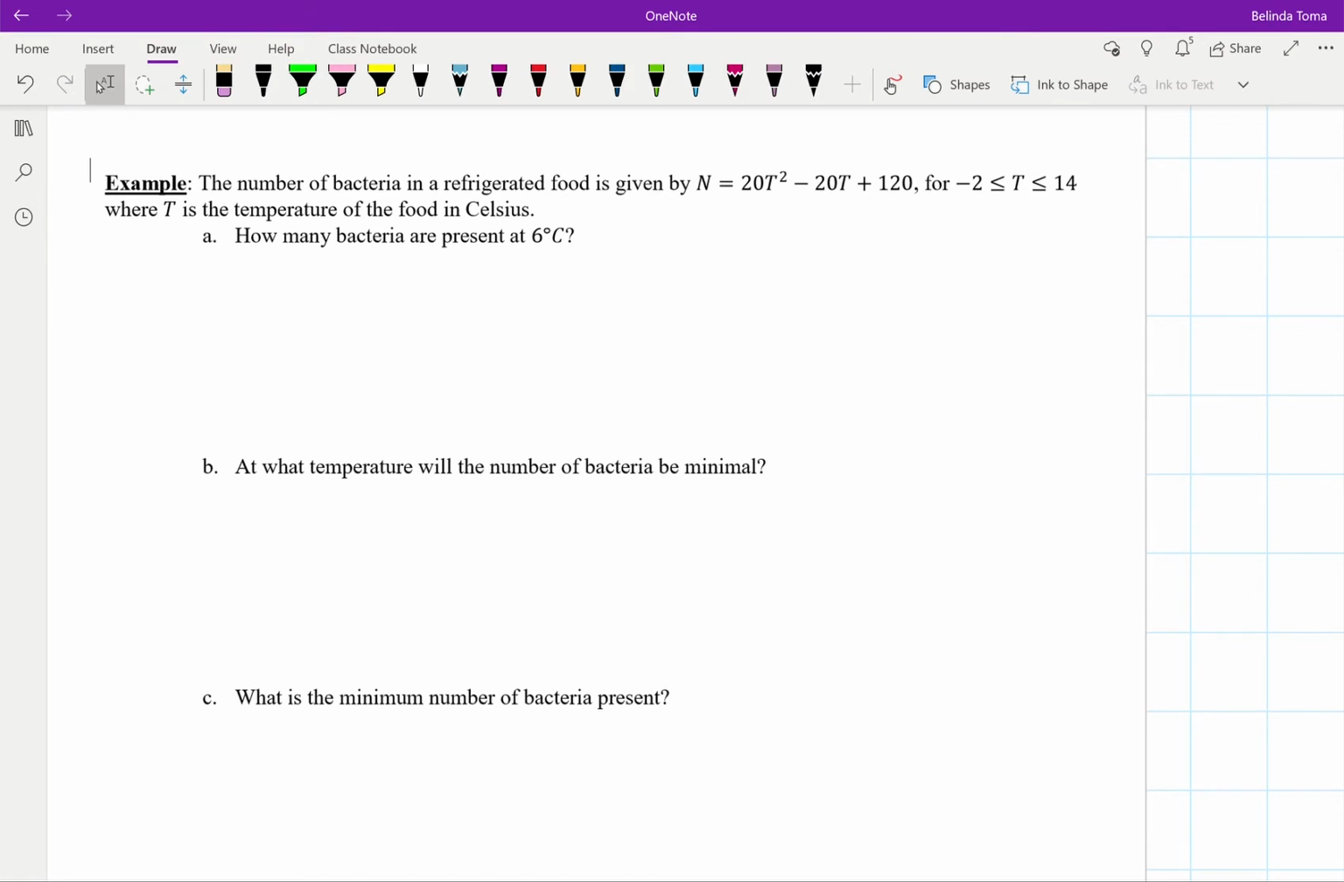Welcome to our video on part 2 of our parabolas, day 2. In this video, we're going to be looking at the applications. So let's go ahead and begin with our first example.